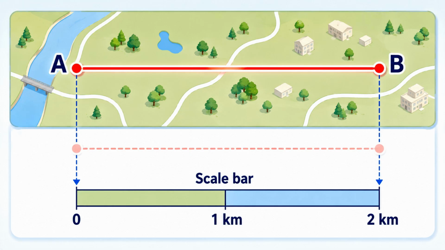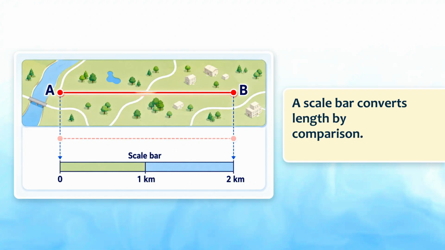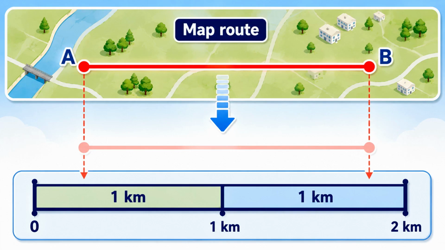A scale bar is a marked line that compares map length with equal ground distance segments. The route from A to B covers two sections of 1 kilometer each, so it represents 2 kilometers on the ground. The matching lengths do the reading for us. A scale bar converts length by comparison. The route is matched directly with marked ground distance segments. Use the scale bar like a reference ruler made for that map.